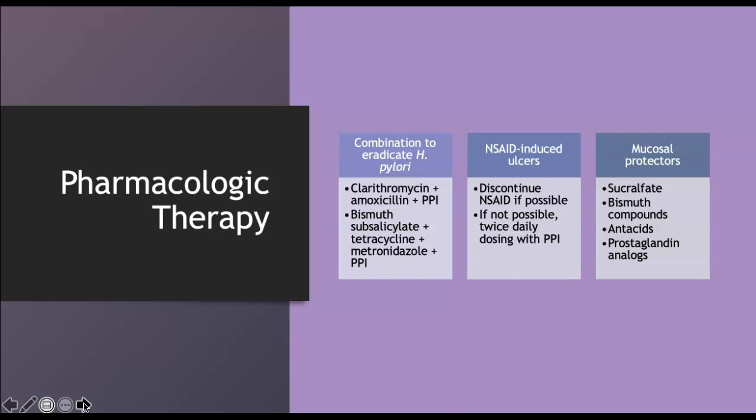If it's due to NSAIDs, we need to try to discontinue them if possible, or have the client discontinue them. If they are unable to, due to whatever chronic condition they take it for, consider a lower dose, maybe twice a day, and also consider adding in a PPI, or proton pump inhibitor, to help reduce the acid in the stomach. There are also some medications called mucosal barriers, which help protect the lining of the stomach. Carafate, or sucralfate, is a big one. There are bismuth compounds, which again are like Pepto-Bismol, antacids, and some prostaglandin analogs.